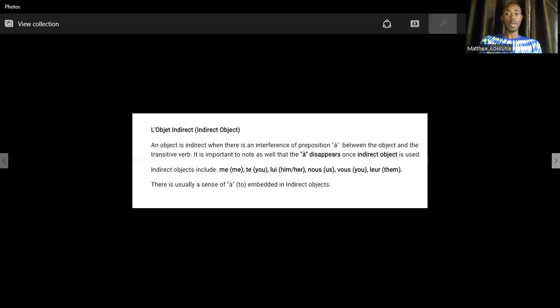And it is important to note that there is usually a sense of à embedded in indirect object. It's not that it doesn't have that sense. It has a sense, just that literally in orthography, we are removing the à, but it is embedded in the indirect objects that you see on the screen there.